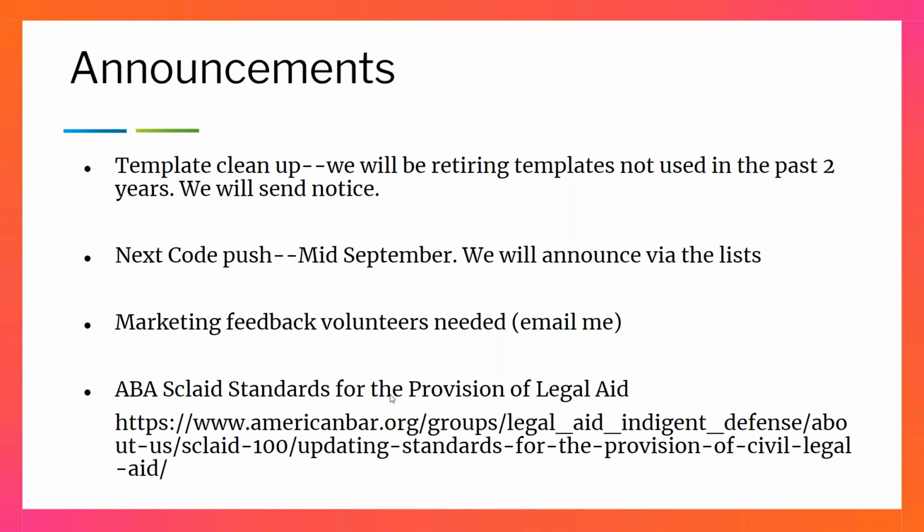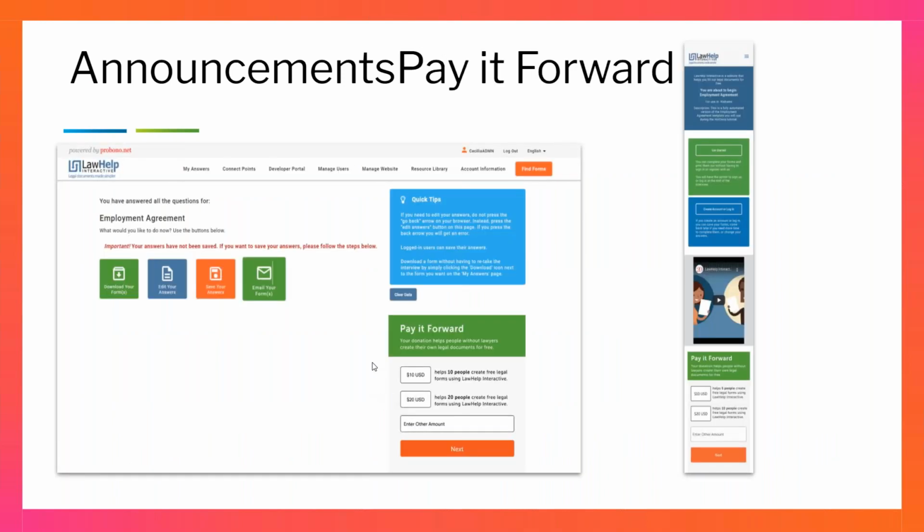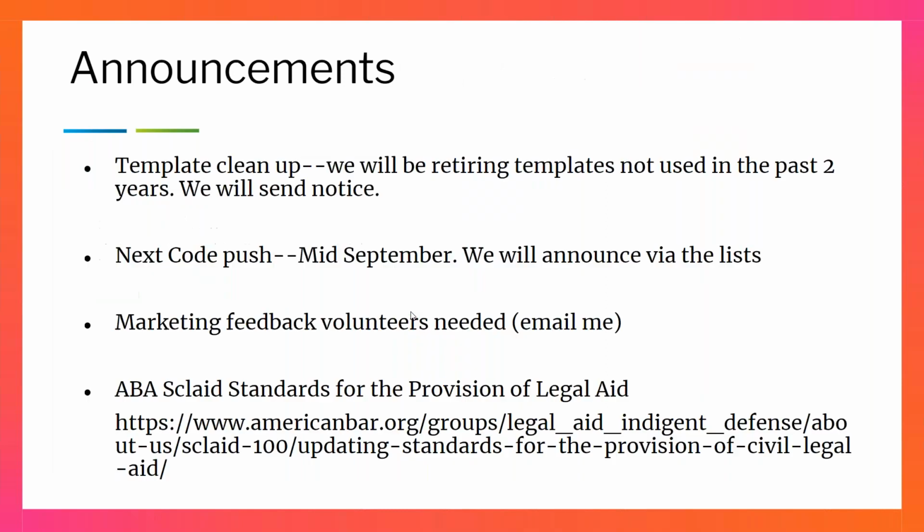And the last part, let me see. Oh yeah, the last main announcement is that I don't know if you guys have seen, but the SCLAID just released, just approved the standards for the provision of civil legal aid. And those were last done in 2006. They were updated and just got approved, I think, on August 3rd. There's going to be probably more information coming from the ABA, etc.